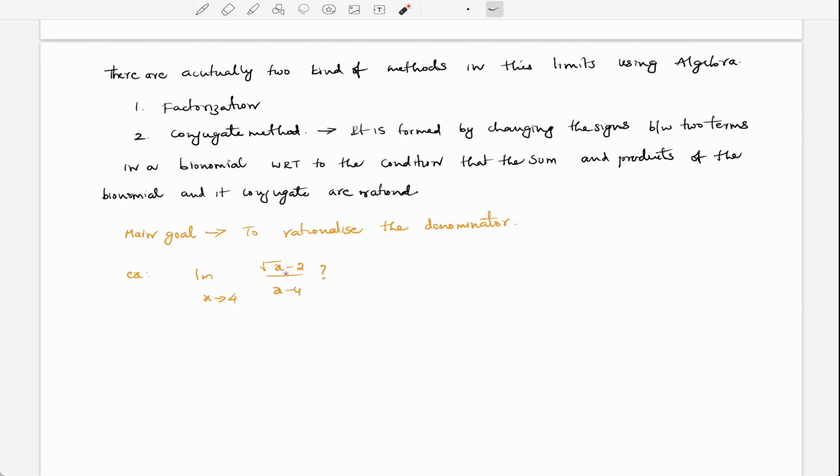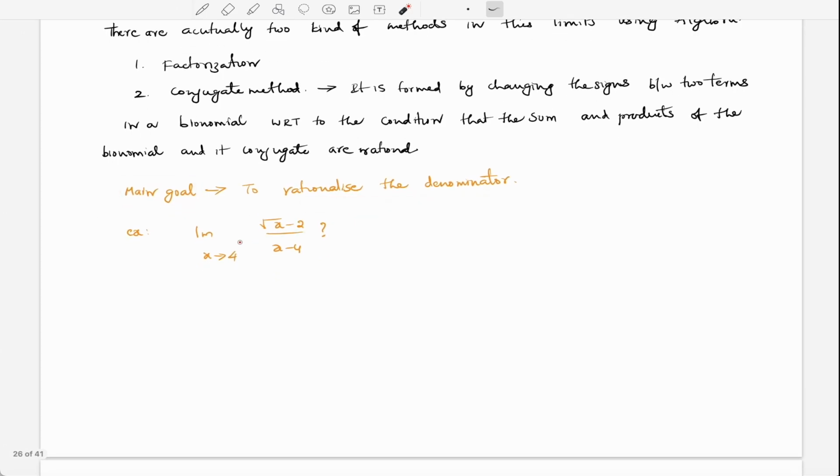But as of now I will give you the practical example over here. It mainly tells us that we simply change the signs and we find our output if the conjugates are rational. So what is our main goal? To rationalize the denominator. This is our main goal, right? We just want to rationalize the denominator.